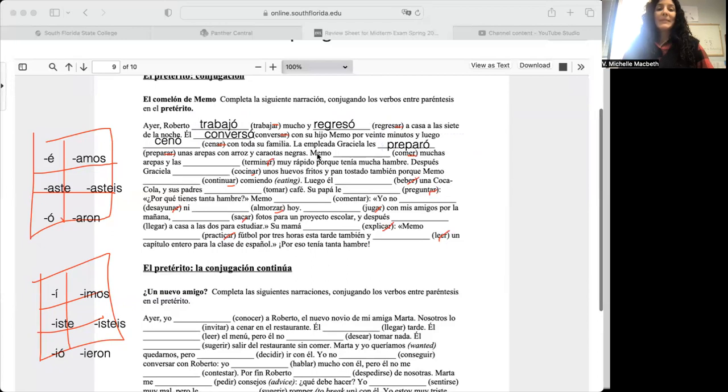No, unas arepas. Memo, okay, so what's the root? Com. But now we have an ER verb, not an AR verb. So what is going to be the ending? Comió, no? Muchas arepas. But now we have an AR verb again, so it's going to be termin and then O, no? Después, Graciela, okay, so cocin is the root. And what is the right form? O, no?